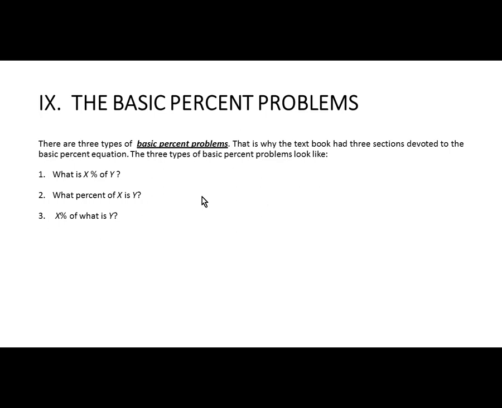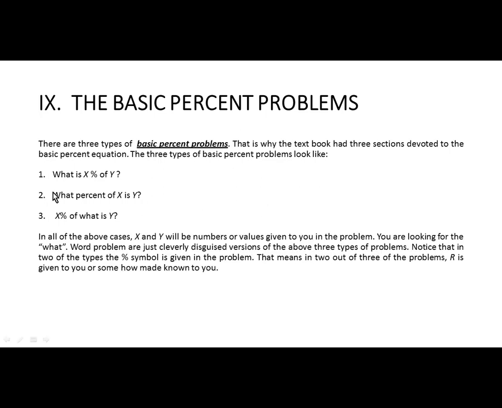Now, it doesn't matter if you know which type is which. Let's just try some. In all cases, X and Y will be numbers or values given to you in the problem, or else somehow made known to you. You're looking for the what. Word problems are just cleverly disguised versions of the above 3 types of problems. Notice that in 2 of the types, the percent symbol is given. In the third one, it's not given, so we're looking for R.